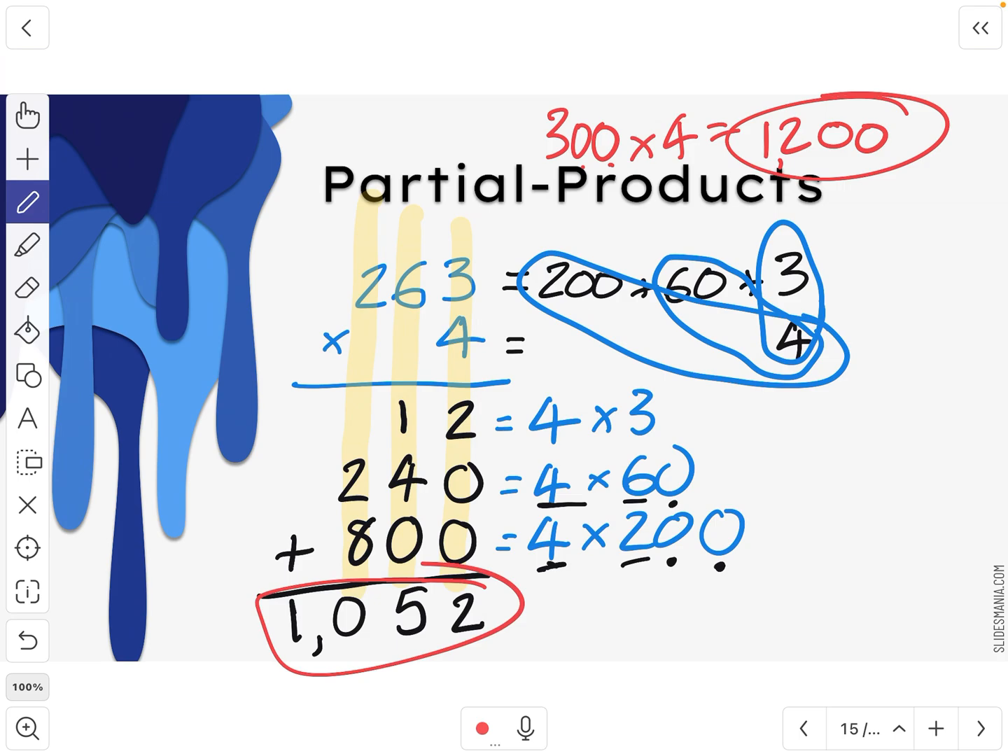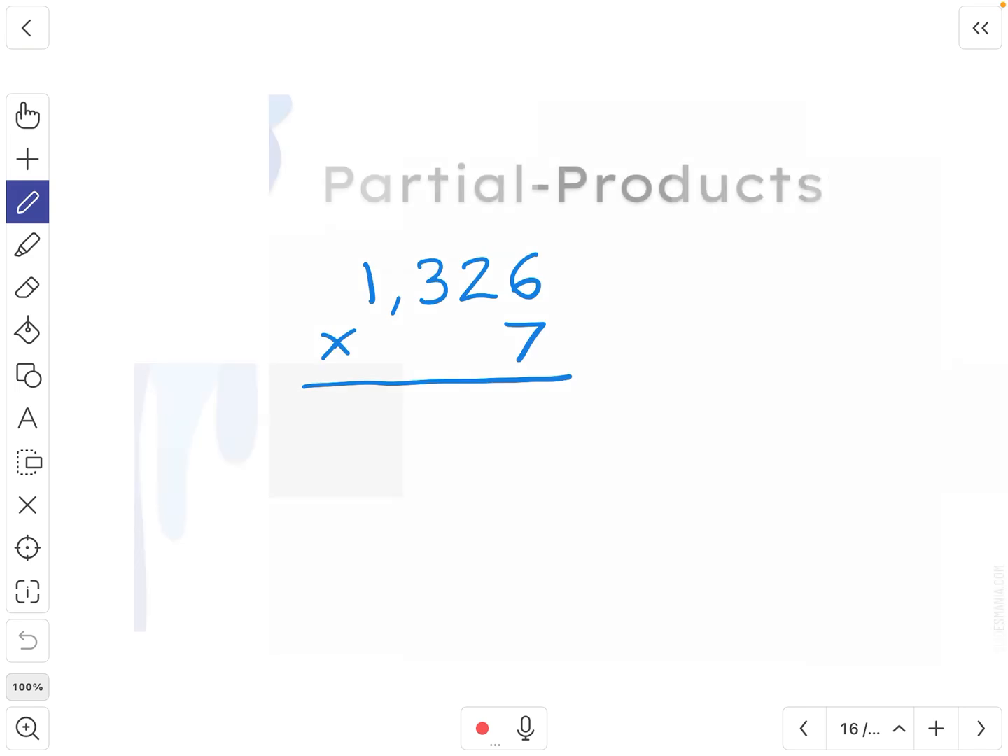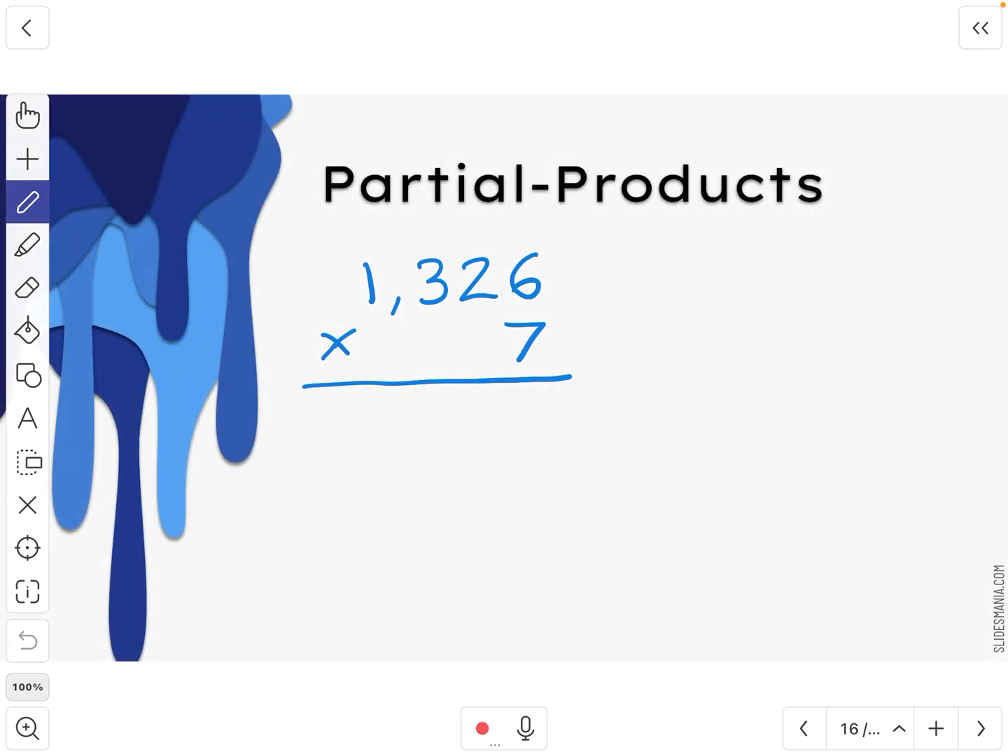The way to double check is to take 1052 and divide it by 4, but we haven't worked on division yet, so don't worry about that quite yet. If you want to double check, you can always do the whole problem again. That is always allowable. Now this is as big as we're going to get today. 4 digits on top times 1 digit on the bottom.